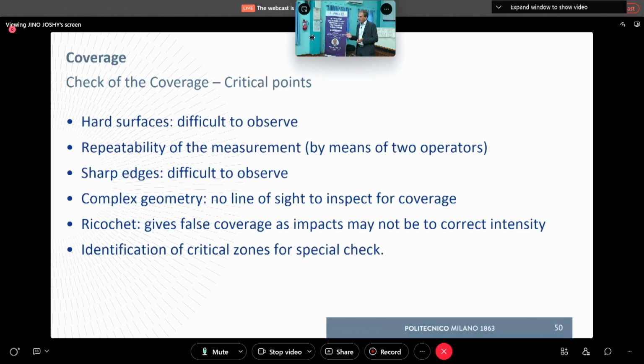Sharp edges are difficult to observe. Also, this could be a problem. If we have complex geometry, we have no line of sight to correctly inspect the coverage. And this is a particular case that can give false coverage, correct coverage as impacts are not related to correct intensity. Identification of critical zones needs a special check.